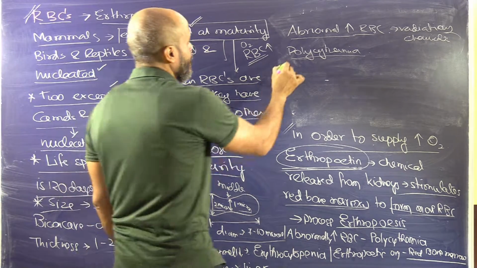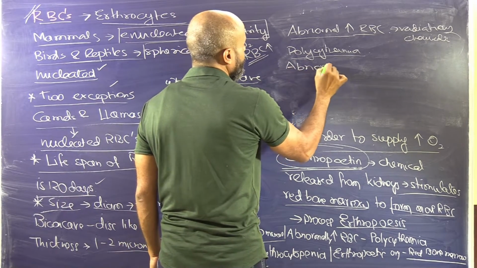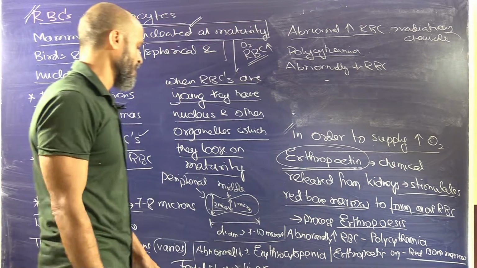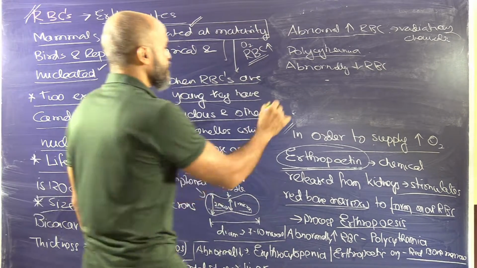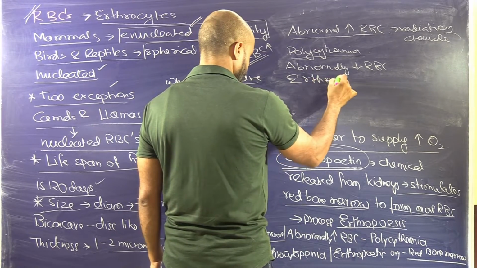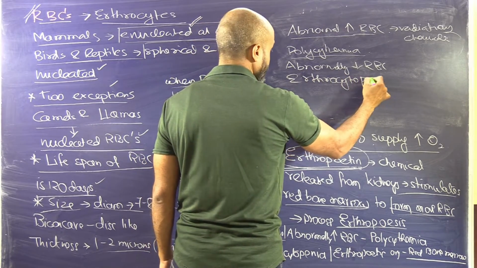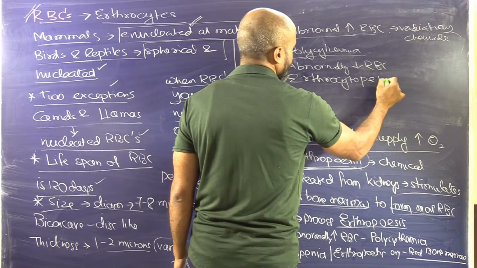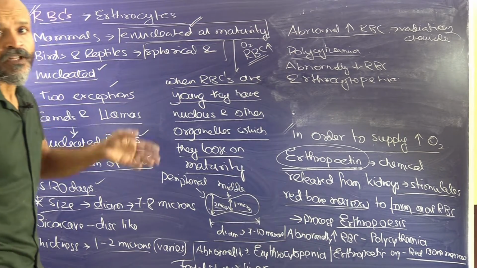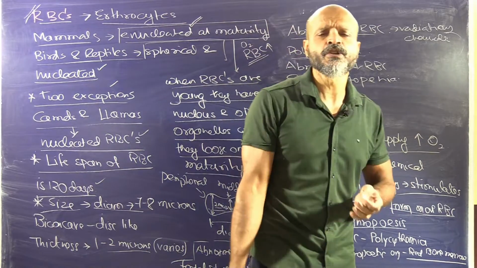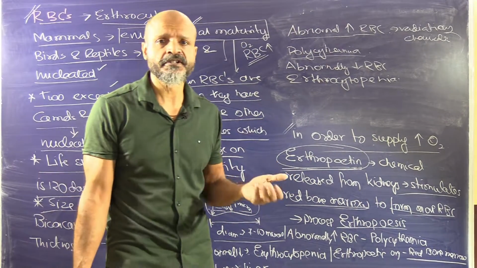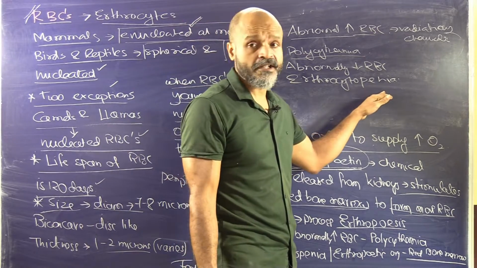And in the same way, when the RBC count reduces abnormally, we will call this erythrocytopenia. Why would it reduce abnormally? During hemorrhages, during injuries, during operations, during surgeries, etc.